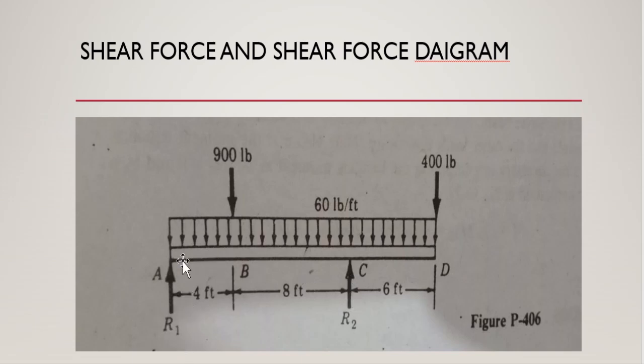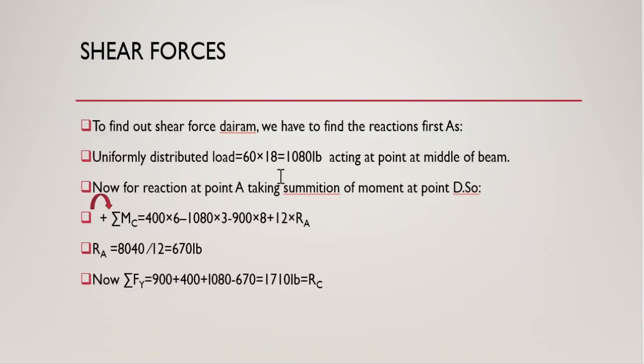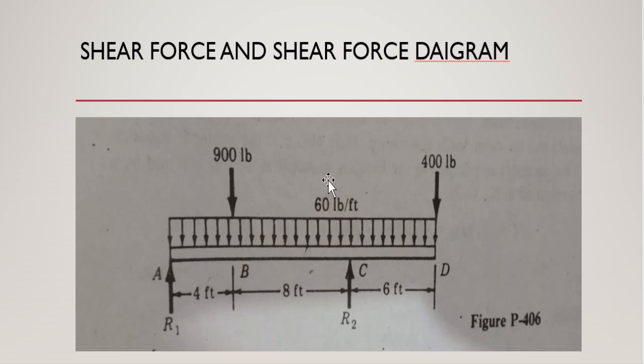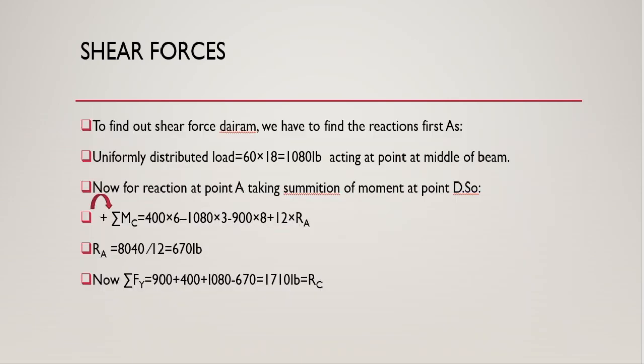So for that, in order to find the reaction at point A, that is RA, we have to take the moment at point C, and we consider the clockwise moment as positive. First of all, we have to convert this uniformly distributed load into a point load and mention its point of application. When we multiply 60 into 18, we get 1080. That is the point load of the distributed load, and it acts at the middle of the beam.